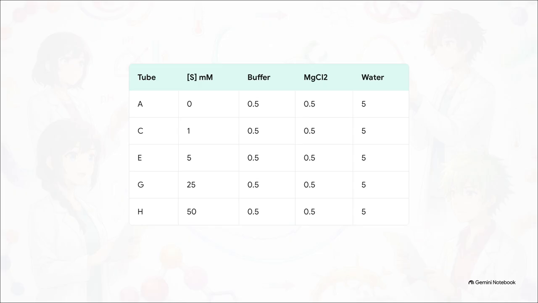We're also keeping the environment strictly controlled. A constant 37 degrees Celsius in the water bath, a steady pH of 5.5, and a strict time limit of exactly 5 minutes. The only thing we are changing, the single variable here, is that substrate concentration. We're starting with absolutely zero substrate in tube A to act as our baseline, and we're ramping it all the way up to a massive 50 millimolar in tube H.